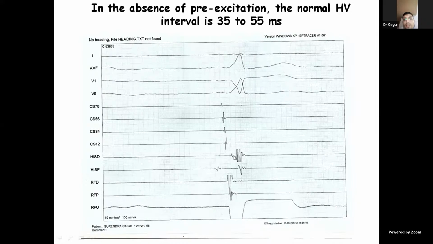Sir, actually looks like pre-excitation. Excellent. So as you rightly said, it looks like pre-excitation because the HV is very short or looks almost negative. In fact, the H deflection probably begins just after the A at the ventricle. So it looks clearly like pre-excitation. If you draw out the H over here, it is in fact a negative HV. So whenever you have a very short HV or a very negative HV, you should suspect there is pre-excitation, correct?